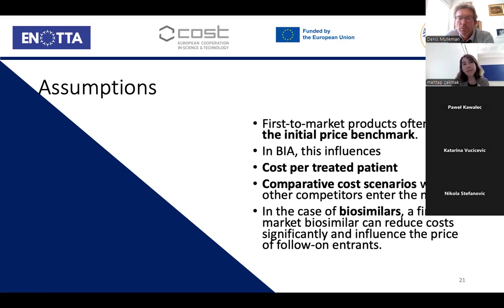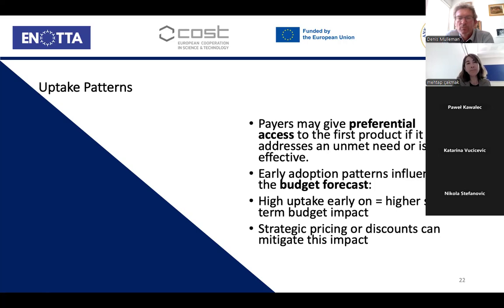In the case of biosimilars, first to market biosimilar can reduce costs significantly and influence the price of follow-on entrants. And go with the uptake patterns, and payers may give preferential access to the first product if it addresses an unmet need or it's calculated cost effective, so that cost effective analysis will be combined with budget impact analysis.